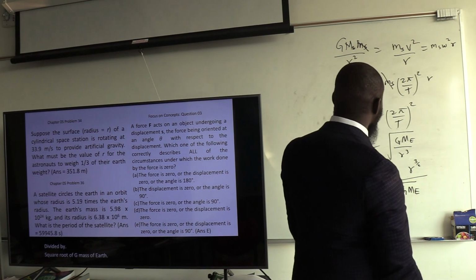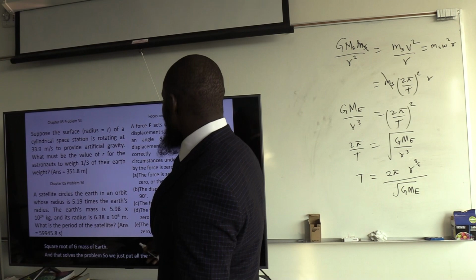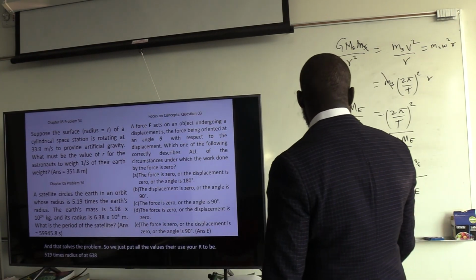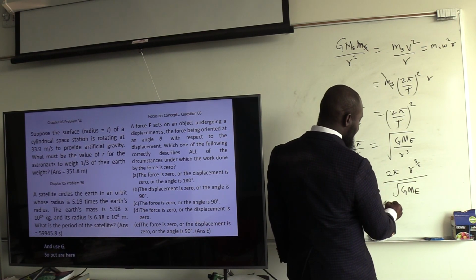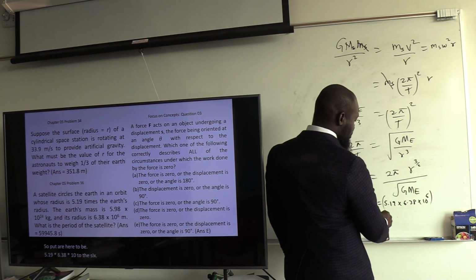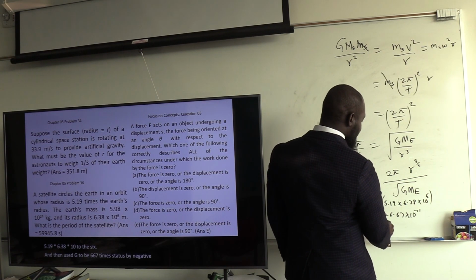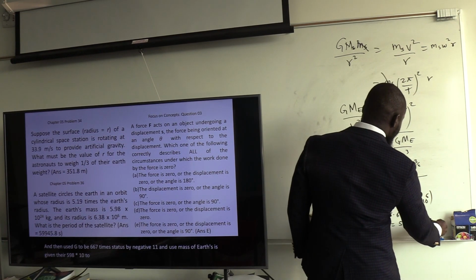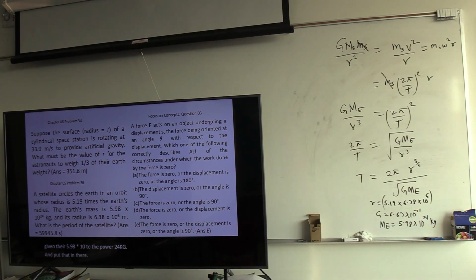And that solves the problem. So we just put all the values there. Use your R to be 5.19 times the radius of Earth, 6.38 times 10 to the 6. And use G, so put R here to be 5.19 times 6.38 times 10 to the 6. And then use G to be 6.67 times 10 to the power negative 11. And use the mass of Earth as is given there, 5.98 times 10 to the power 24 kilograms. And put that in there. Put it in here with everything.